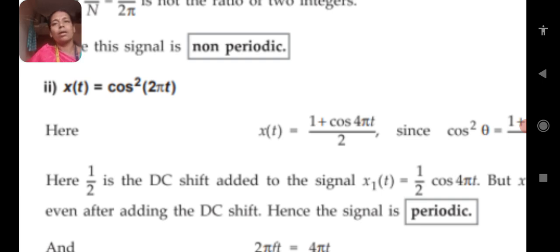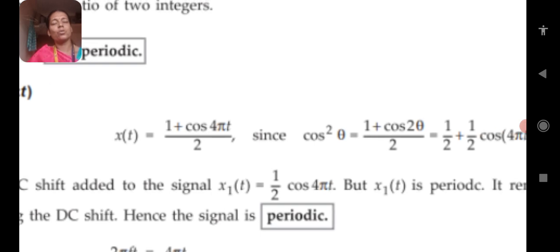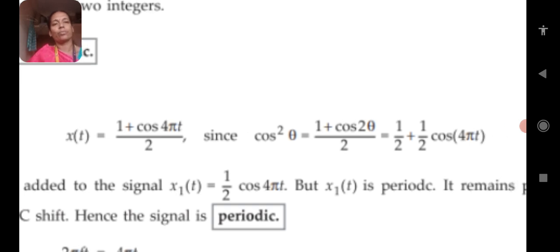Cos square theta is equal to (1 plus cos 2 theta) by 2. This is the mathematical formula. So with theta equal to 2 pi t, cos 2 theta will be cos 4 pi t by 2. We can see here the formula is also given for your reference: cos square theta is equal to (1 plus cos 2 theta) by 2, which is equal to 1 by 2 plus cos 2 theta by 2.